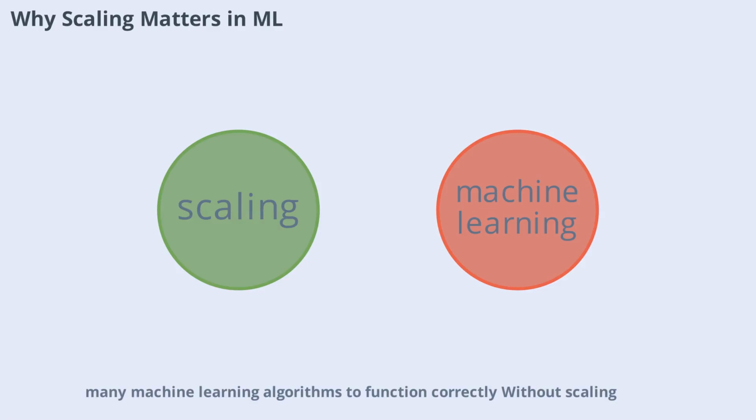Scaling your data is essential for many machine learning algorithms to function correctly. Without scaling, features with larger ranges can overshadow others, leading to biased models. Proper scaling ensures that each feature contributes equally, resulting in more accurate and reliable predictions. It's a simple step that can make a big difference in your model's performance.